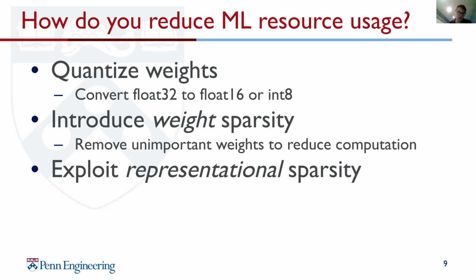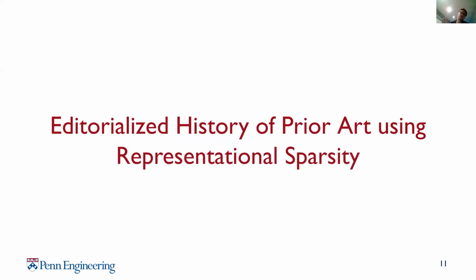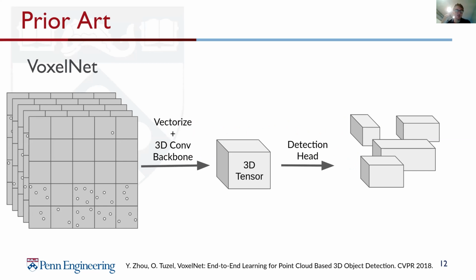But for the purpose of today's talk, I want to focus on representational sparsity. How do you take the representation that your machine learning model processes and use the inherent structure found in it in order to speed up the computations you're doing? So with that, let me give you a sort of editorialized history of prior art doing this sort of representational sparsity exploitation. In 2018, VoxelNet was released. VoxelNet, wonderful paper, very simple idea. We take the point cloud, we voxelize the entire 3D space, and we run a 3D convolutional backbone across it. We get out a 3D tensor, we run it through a detection head, boom, we get regressed bounding boxes.